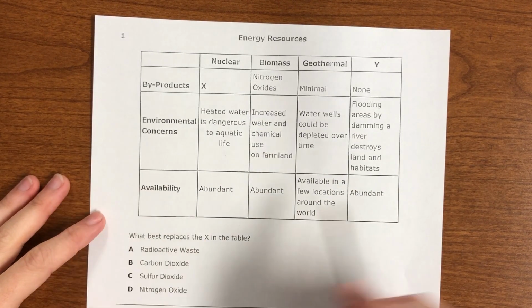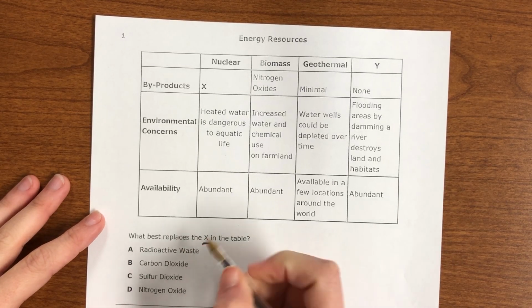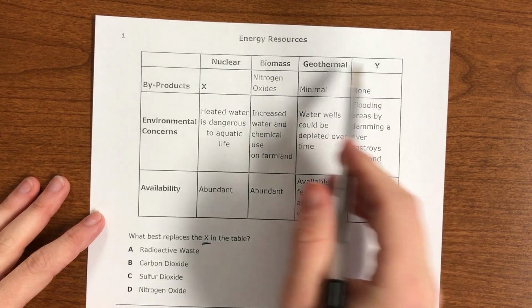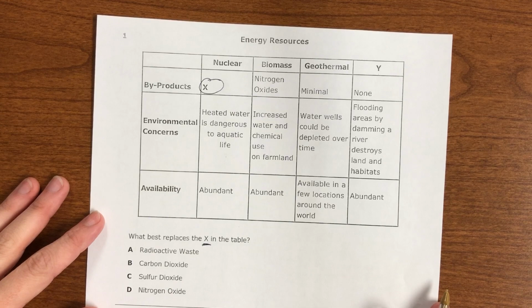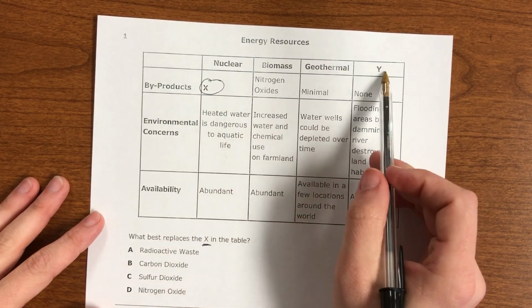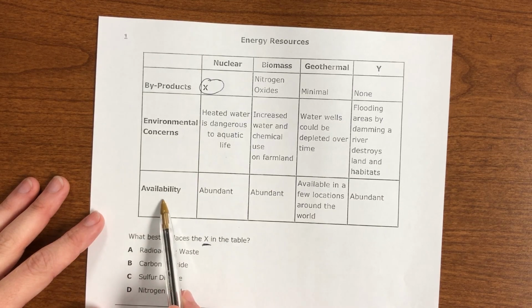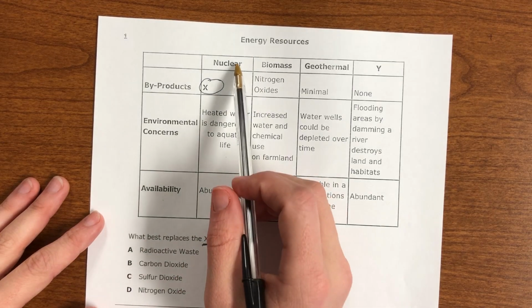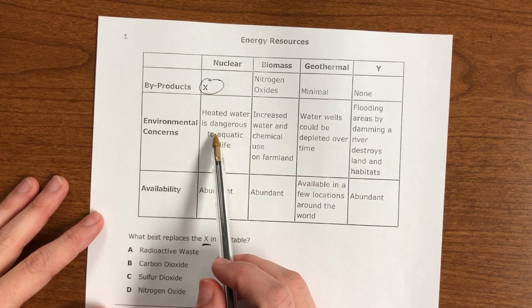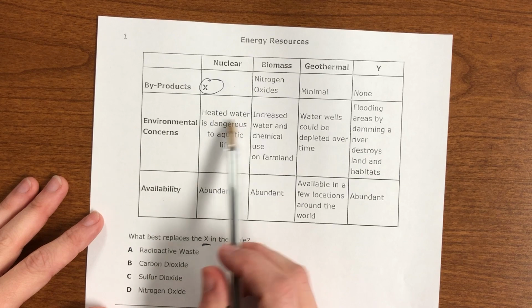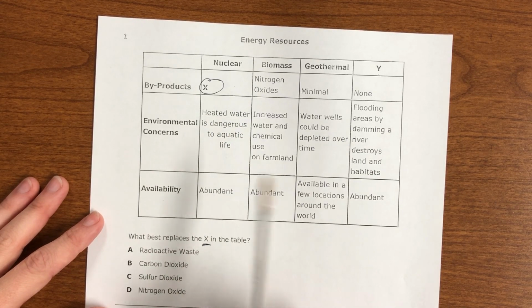Number 1 gives us a data table, and it says, what best replaces the X in the data table? And if we come up here, we see Y up here and X in this spot. And it has nuclear, biomass, geothermal, Y, and then byproducts, environmental concerns, and availability. So under nuclear, we have X for byproducts. For environmental concerns of nuclear energy, we have heated water is dangerous to aquatic life. For availability, we have that it is abundant.